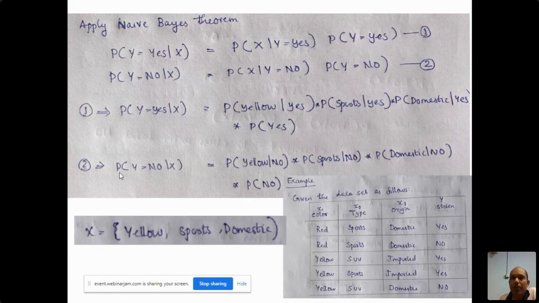In the similar way, you have to see this one for the class label no. You have to multiply here. At the class label no, you have to find the probability for all these three features: yellow, sports, and domestic. As you know, these are the features for this particular new data point. So this is the given training data set, and based on that, let us start the calculation.